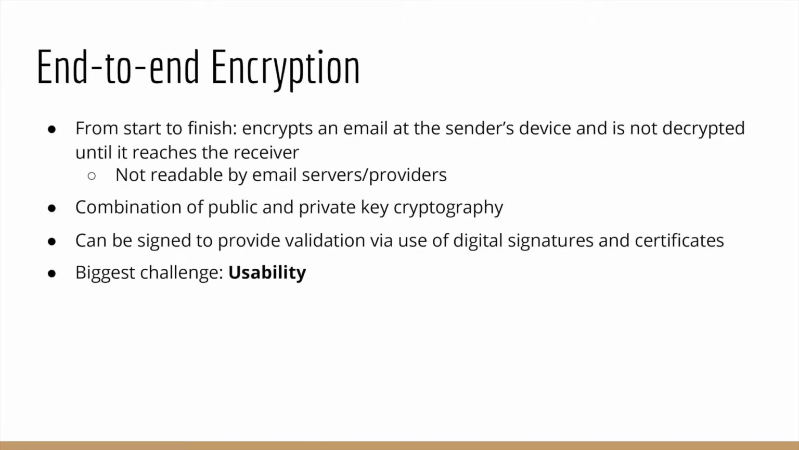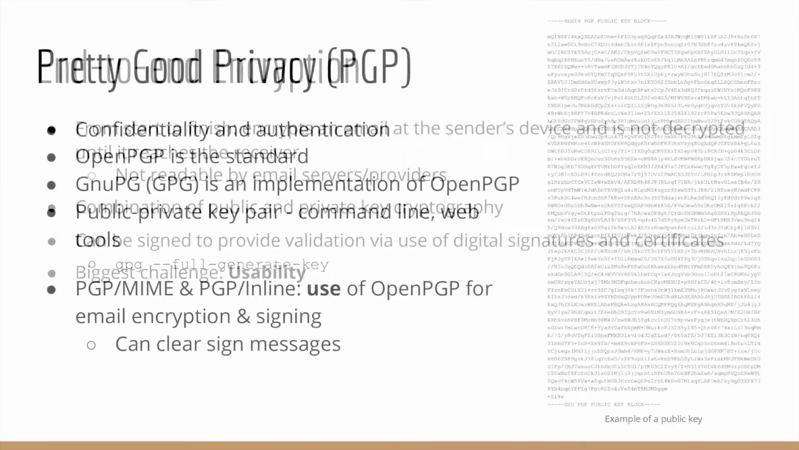End-to-end encryption provides security for emails from start to finish. Encryption occurs on the sender's device and decryption occurs once the email reaches the receiver. Most notably, an end-to-end encrypted email isn't readable by intermediate parties. Emails can be encrypted to give secrecy, but also signed to provide validation via use of digital signatures and certificates. The biggest challenge facing end-to-end encryption is usability. Much research has been done into issues preventing the widespread uptake of end-to-end encryption.